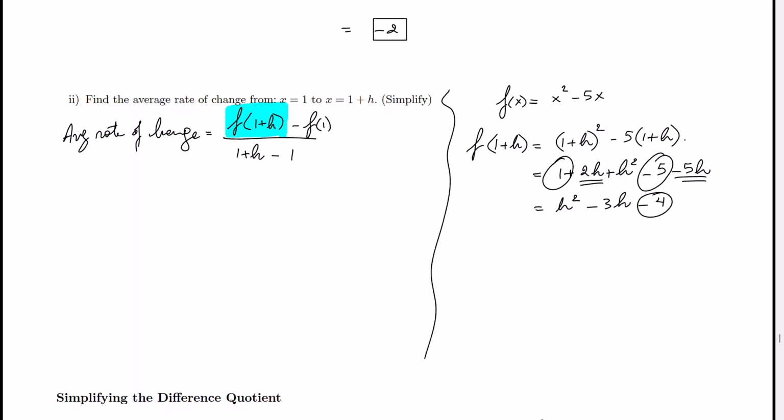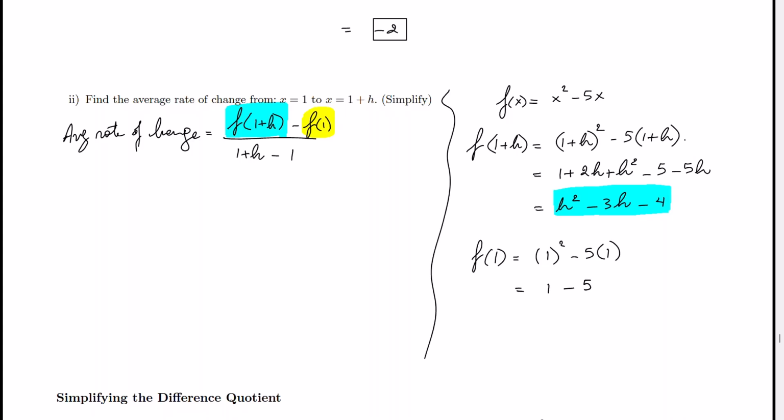So this is the result of adding the constants, and this is the result of adding the h terms. So that's the numerator's first term. All of these will be placed first, and next I need to place f of 1. So what exactly is f of 1? That just means put 1 into the function f of x. If I put 1 into f of x, I get 1 minus 5, which is going to give me negative 4. So that's the second number that I should be putting in my numerator.